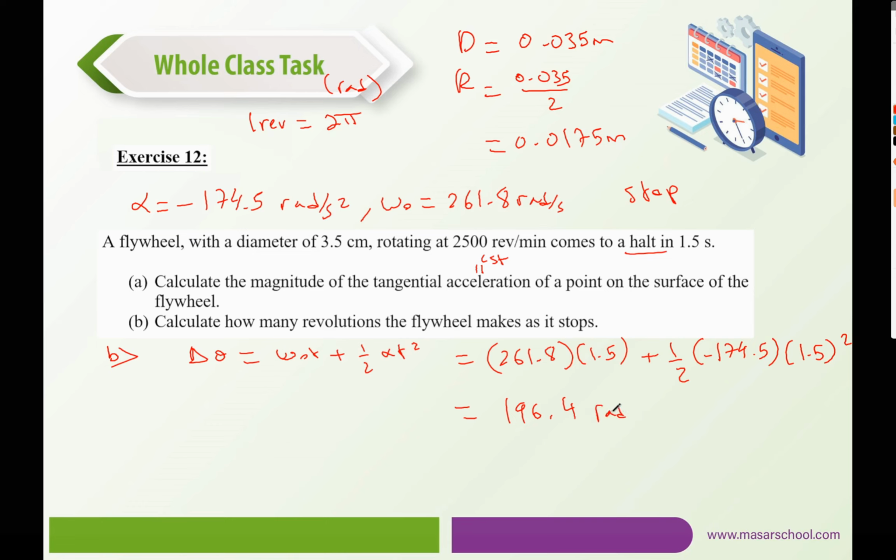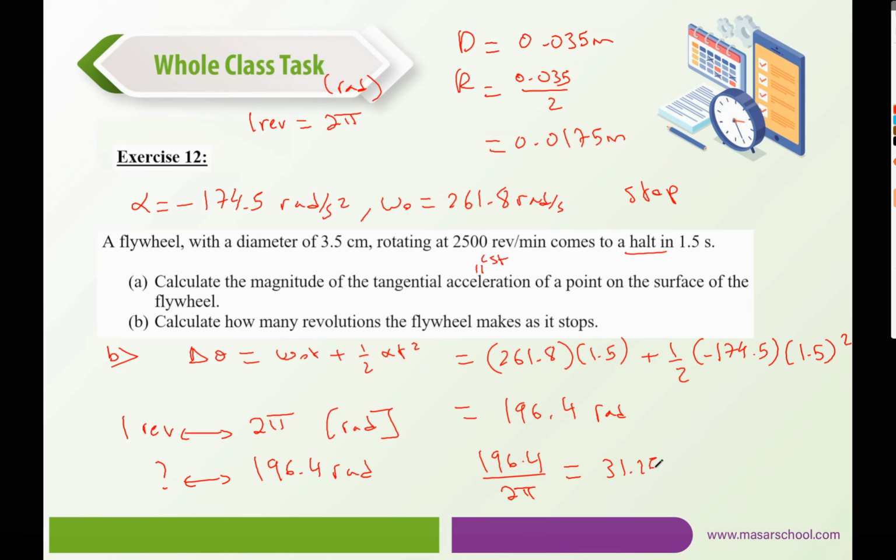radians. But we know that for each one revolution, we need the number of revolutions, which corresponds to 2 pi in radians. Now what about 196.4 radians? That corresponds to how many revolutions? Then simply we do 196.4 divided by 2 pi. Plugging that on the calculator, we would have a value of 31.25 revolutions.